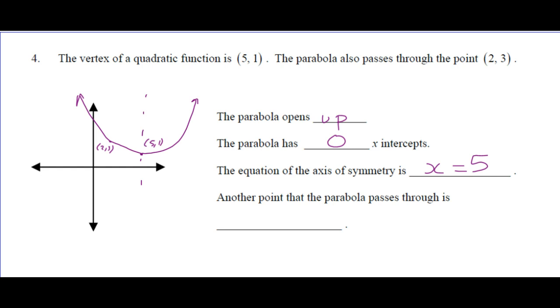Another point the parabola passes through is 8, 3. So how do you get 8, 3? Symmetry, right? How far away is this? From 5 to 2, you go 3 units to the left, and you're up at 3. So if you go 3 units to the right of the axis of symmetry, by symmetry, if I fold this over, it's going to be 3 units over this way, which puts it at 8, and the same height, 3.